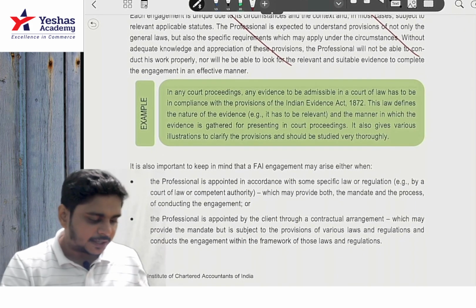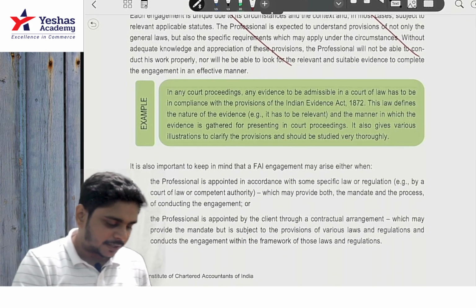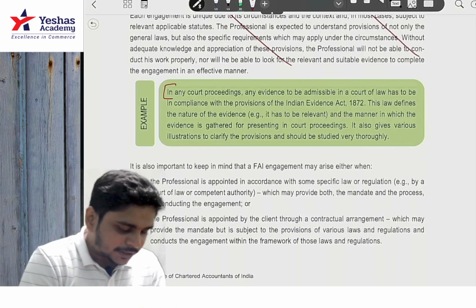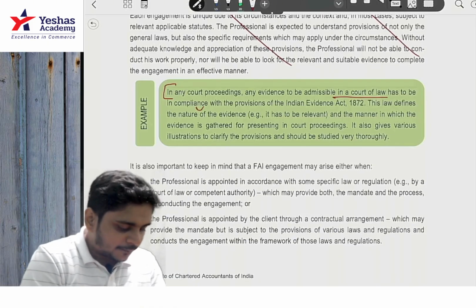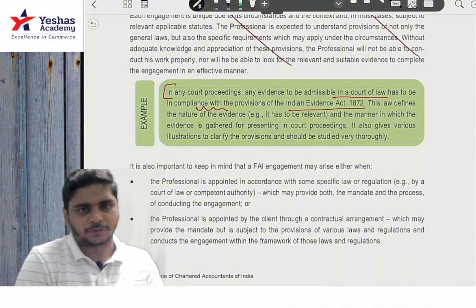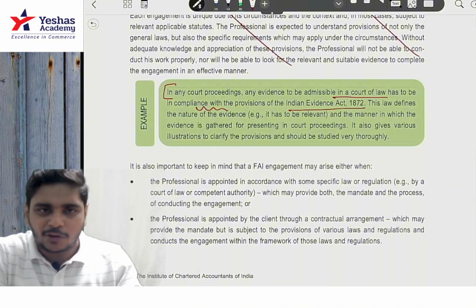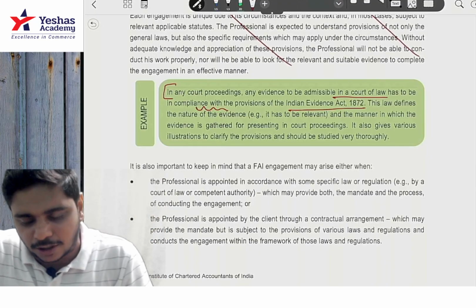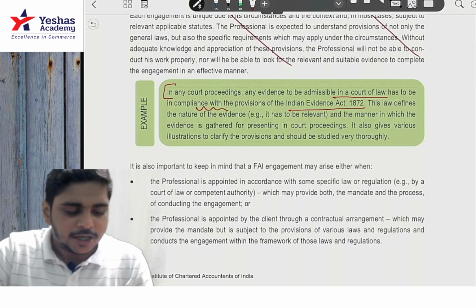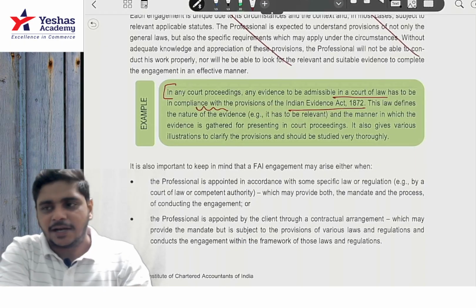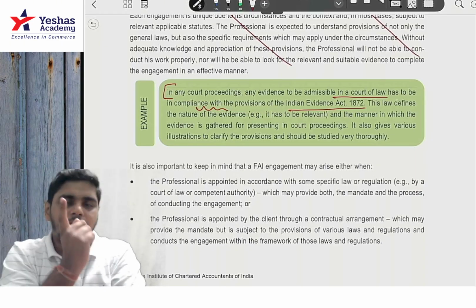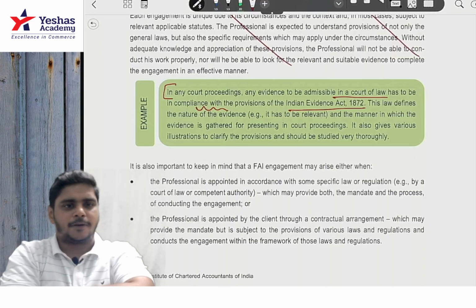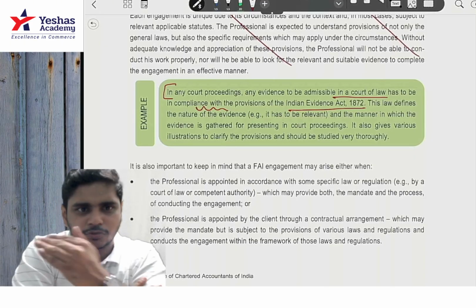So it says, in any court proceedings, any evidence, please mark this, this can be a question: in any court proceedings, any evidence to be admissible in a court of law has to be in compliance with the provisions of the dash Act. So this could be a probable question. See, they will not ask you a direct question. They will frame a story. Mr. A is a chartered accountant, is a forensic accountant also. He went and collected some evidence, and he is confused whether the evidence he collected will be admissible or not. You being an expert, please help him choose the correct option.